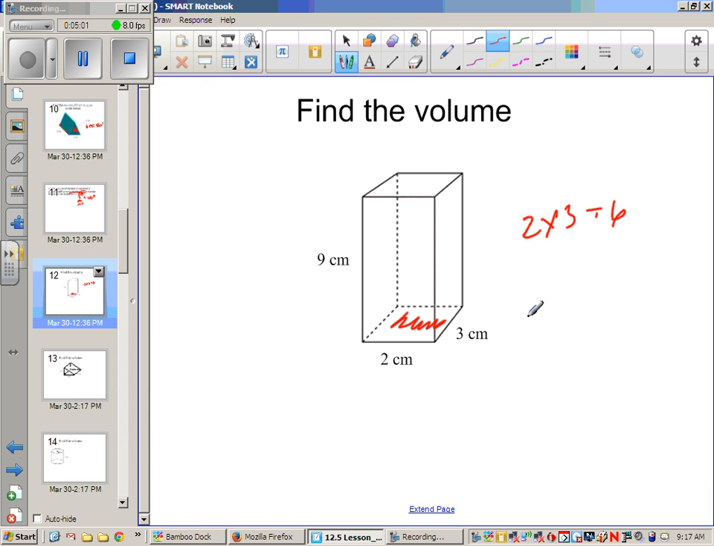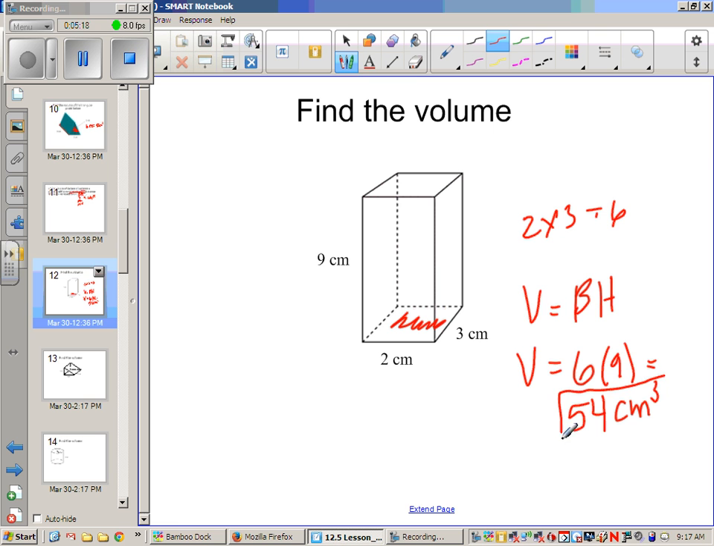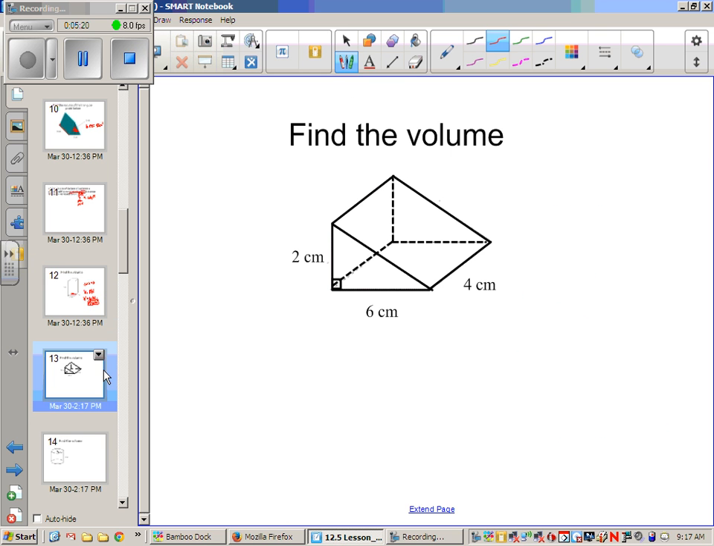That's 6. So my volume is going to be base times height. Remember, B is the area of my base, which I just found to be 6, and I'm stacking it 9 high. So the volume is 54 centimeters cubed. All right, I want you to pause the video and try the next one.